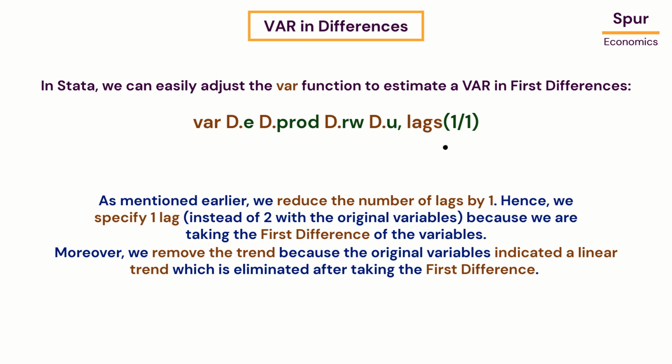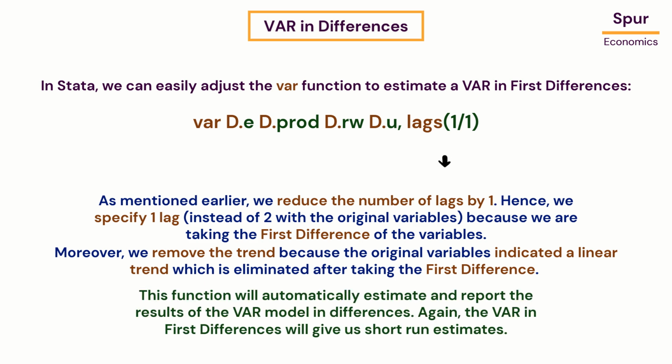As mentioned earlier, we reduce the number of lags by 1. Hence, we specify 1 lag because we are taking first difference of the variables. Moreover, we remove the trend because the original variables indicated a linear trend which is eliminated after taking the first difference. This function will automatically estimate and report the results of the VAR model in differences. Again, the VAR in first differences will give us short-run estimates.